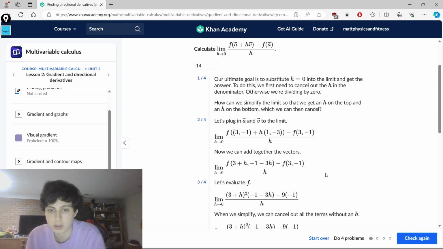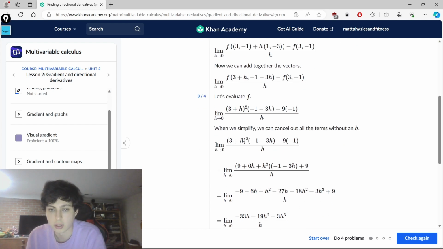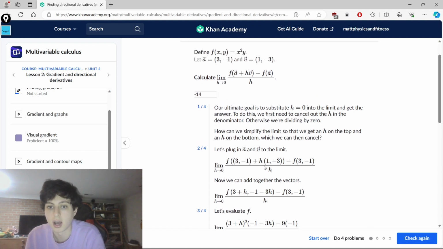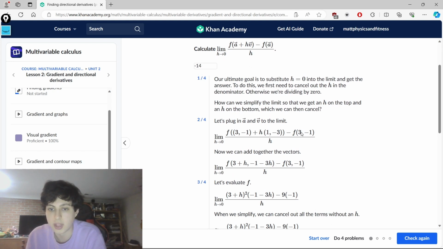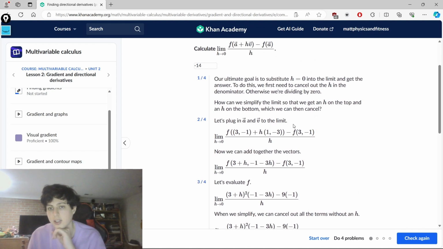This makes sense. Okay, so you're using 3 plus h as our x term. Okay, and then they FOIL it. Our y term, instead of negative 1, is negative 1 minus 3h. Ah, plus h times this direction. I see. So this is going to be minus negative 9. So that's where I was correct, because I knew that f of a here was negative 9.